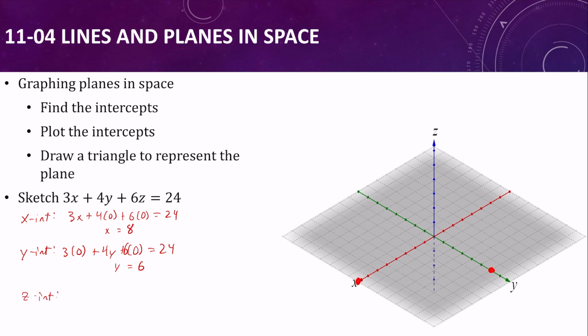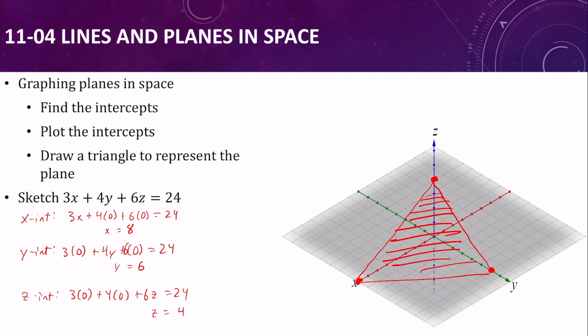And then the z-intercept. The x and y are 0s, and the z is not. And looks like you get z is 4. So put that point there. Then we're going to connect these with lines. And so that is the plane that goes through the first octant, and often it's shaded. And remember, that just represents the slanted plane. It really truly extends in all directions.